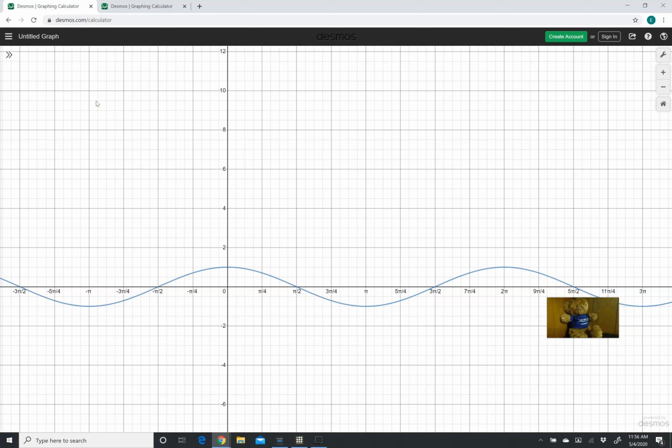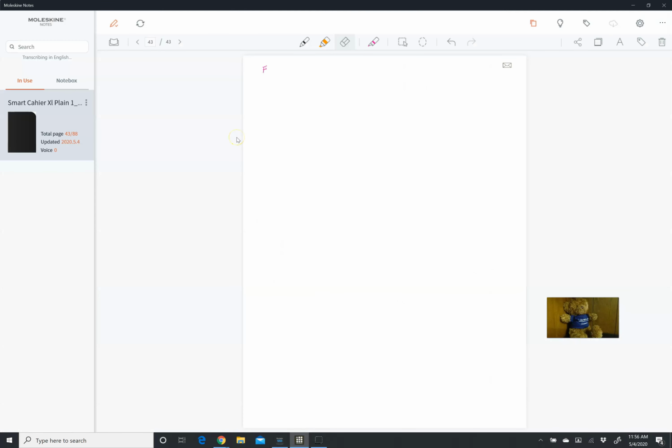Now, this is for the graphs of the trigonometric functions and their reciprocals. What about the graphs of the inverses? Okay. So for the inverse functions, for inverses, the x and the y switch.